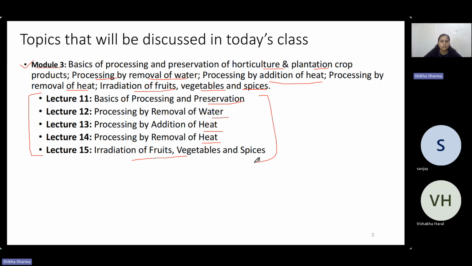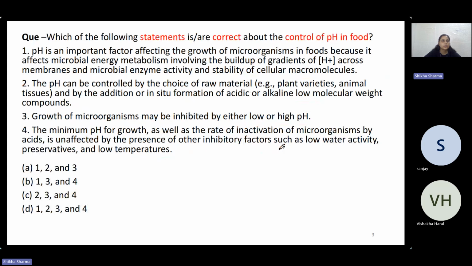So we have a tutorial class on this. Let's solve questions on these 5 topics. This is our first question for today's lecture: which of the following statements are correct about the control of pH in food?